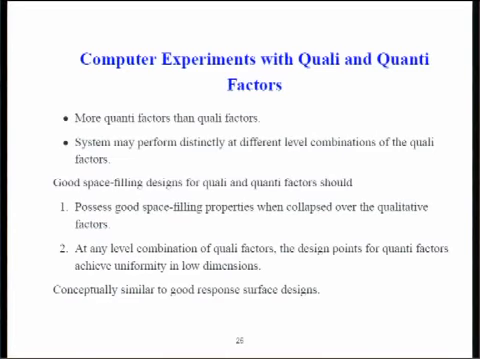The second one is, for such kind of experiment, you can think the whole system is a bigger one, and at different level combinations of the categorical factors, you have small systems. And small systems perform differently. So these are two observations we have. Based on these two observations, we propose two principles. If we want to find a good space-filling design for qualitative and quantitative factors, we should satisfy two principles.